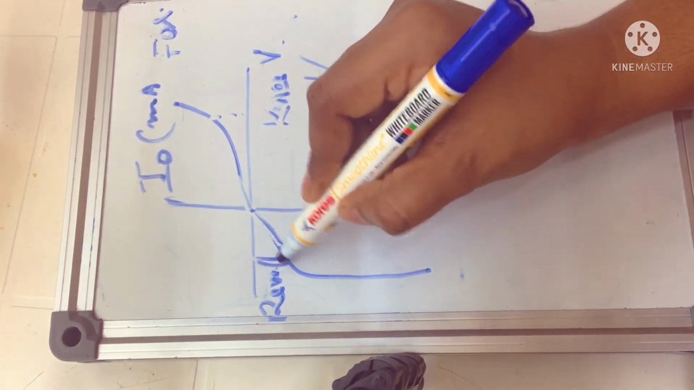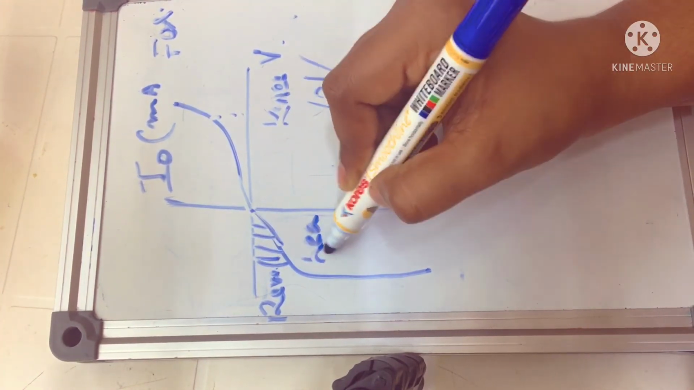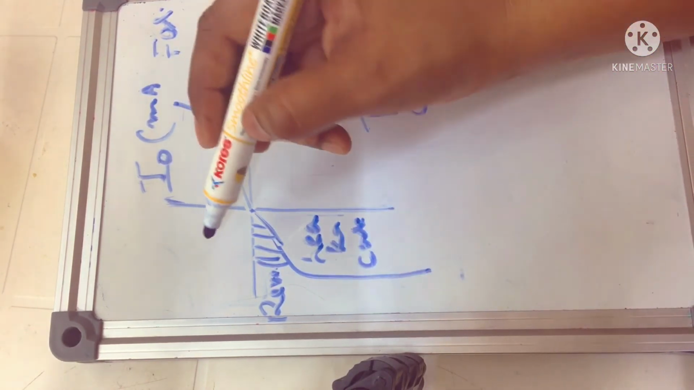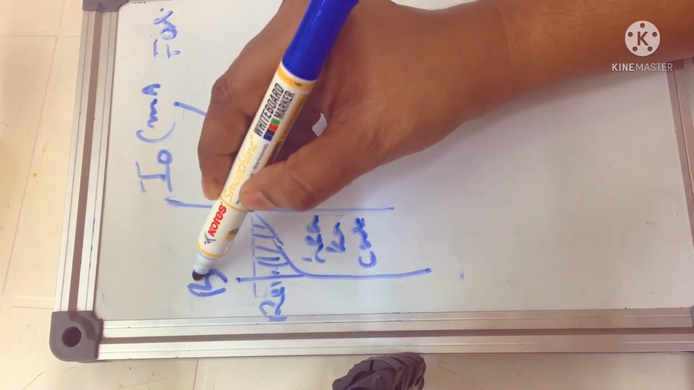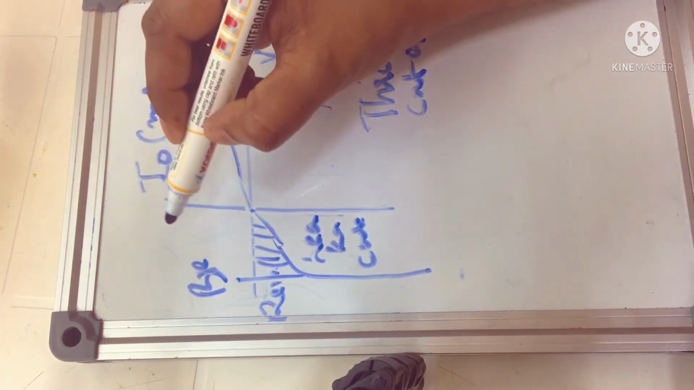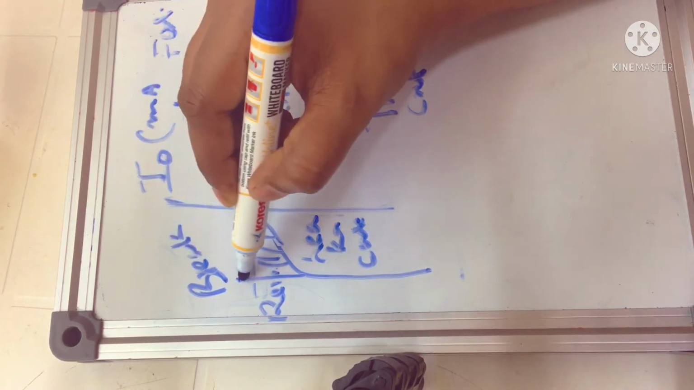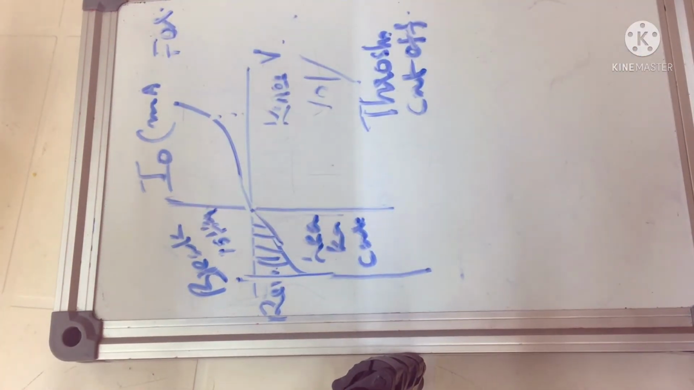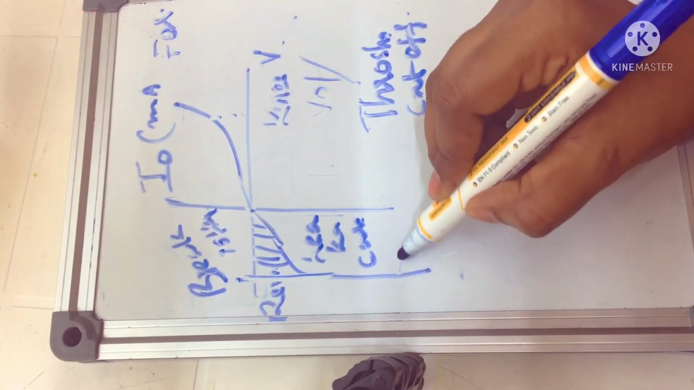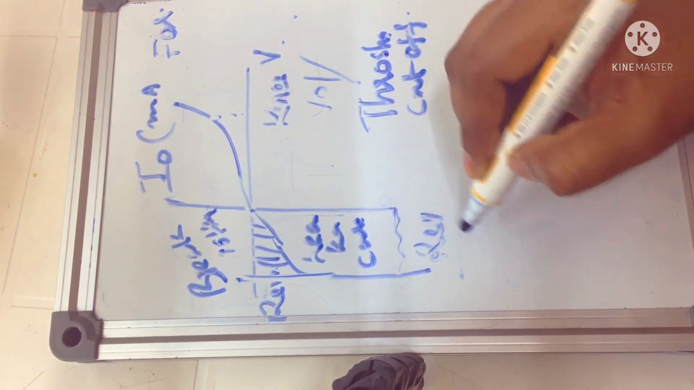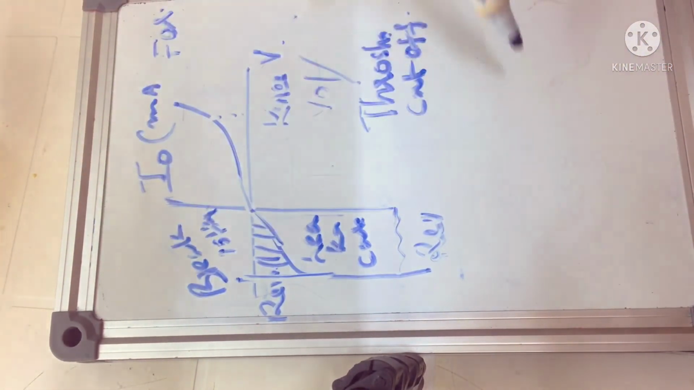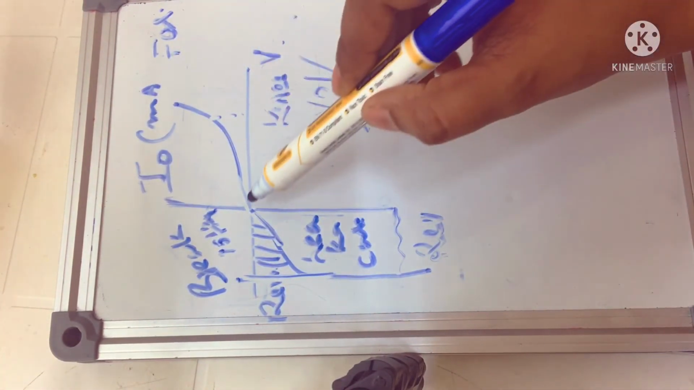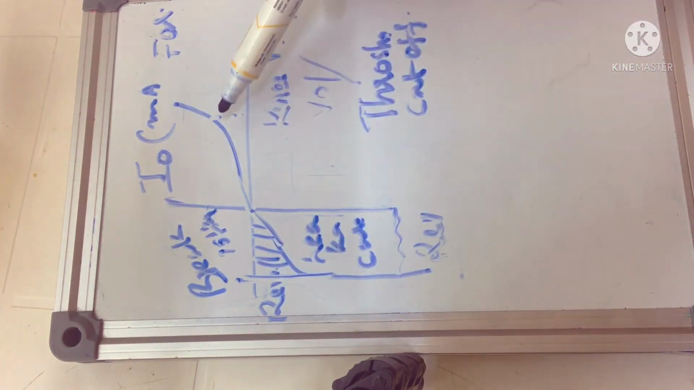This region is the leakage current. This is the breakdown region. This is the breakdown voltage. This is the reverse voltage. You may become a little confused because this is not that clear, so I will explain again. This is the characteristics of the p-n junction diode. This is the forward region and this is the reverse region. This is the knee voltage.